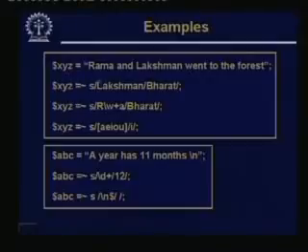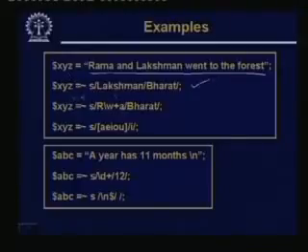The first example assigns a string like this to a variable xyz. The first one says substitute Lakshman by Bharat. So, here the new string will become Ram and Bharat went to the forest. But if you give something like this, what does the right hand side specify?